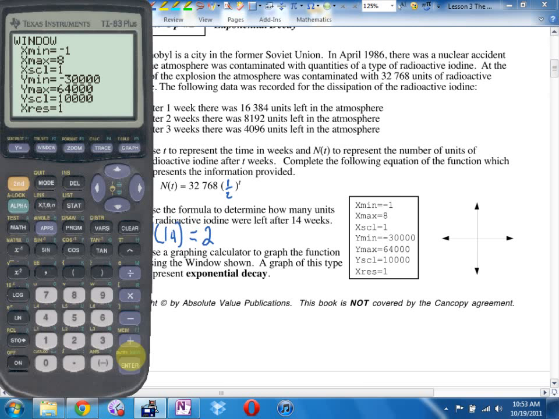a graph that starts up steep and gets shallower and shallower and closer and closer. Like that. Like this.